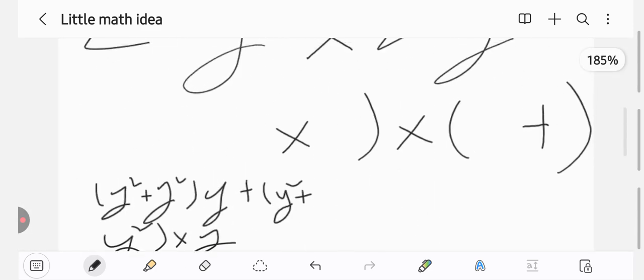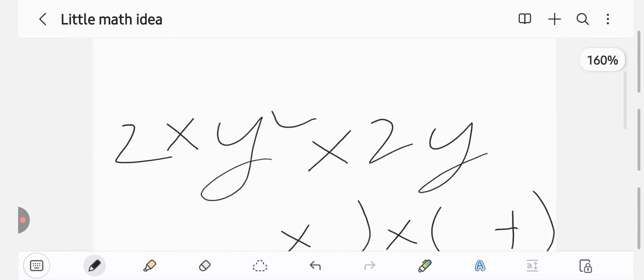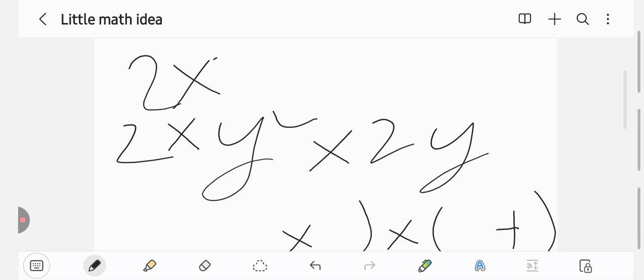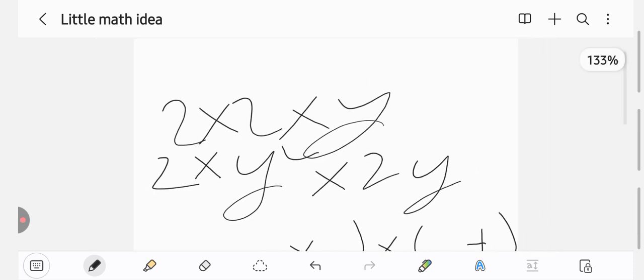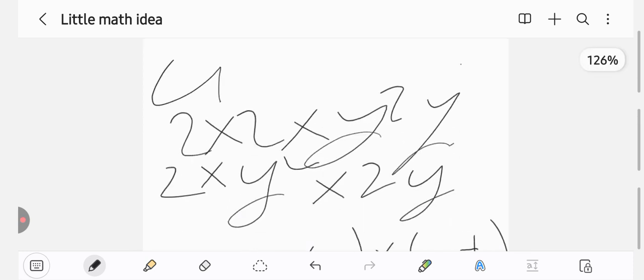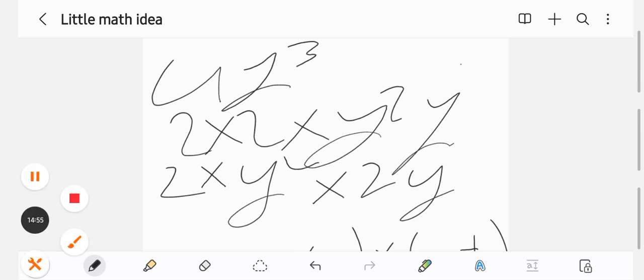Look, 4y cube, and it's also 4y cube. Look, 2 times 2, like after grouping, y squared times y, which is 4y cube. So I think you have understood what I've said, and it's really common sense.